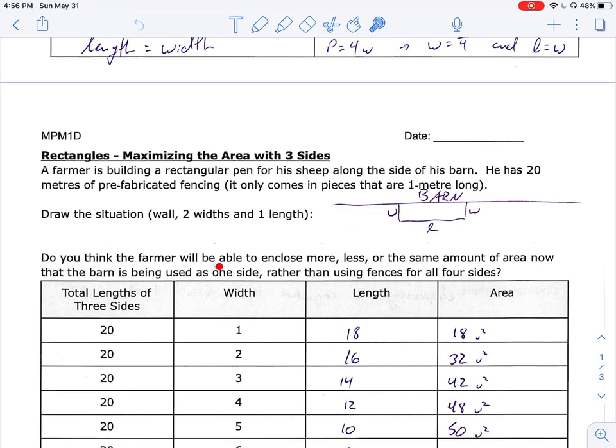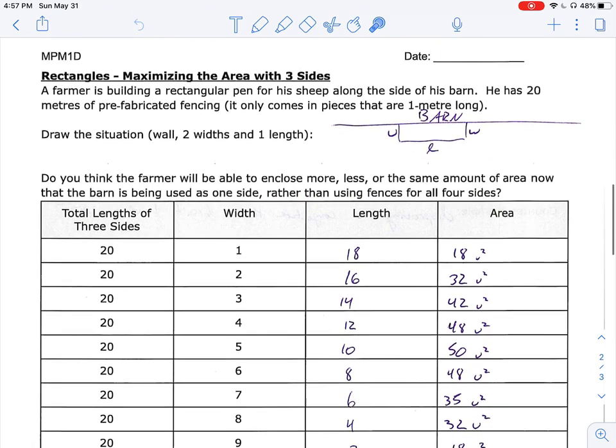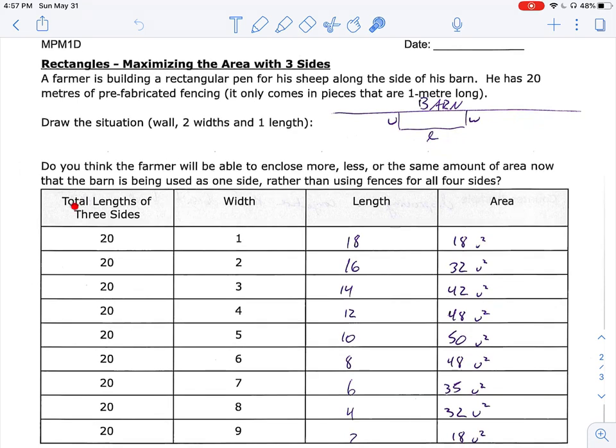So do you think the farmer will be able to enclose more, less, or the same amount of area now that the barn is being used as one side rather than using fences for all 4 sides? So if we go table of values, the total length of 3 sides is 20, right? So this side and this side equal 20 because he has 20.